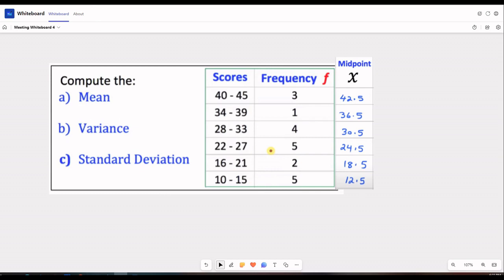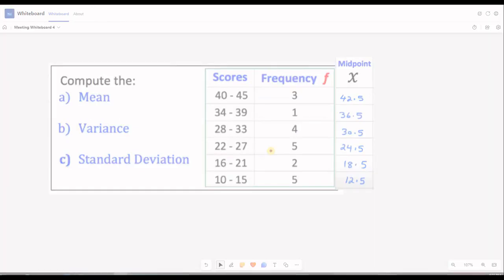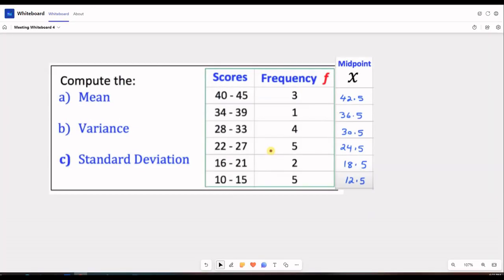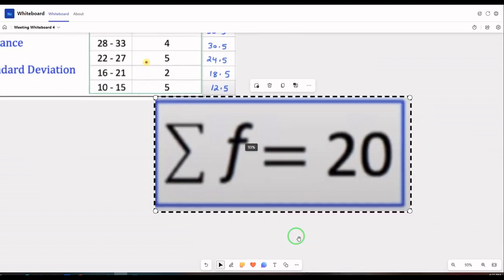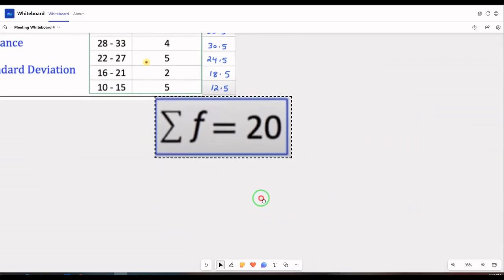Okay, so let's now calculate the total frequency. How do we calculate the total frequency? 3 plus 1, 4, 4 plus 4, 8, 8 plus 5, 13, 13 plus 2, 15, 15 plus 5, 20. So your total frequency comes up to 20, right? These are the pieces of information that you will need in order to calculate the standard deviation.